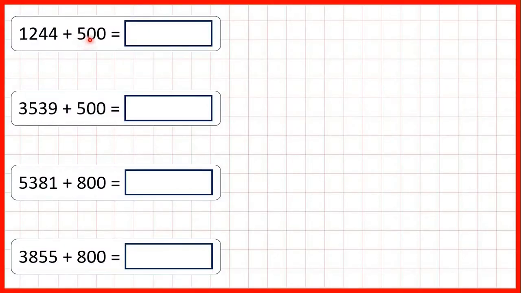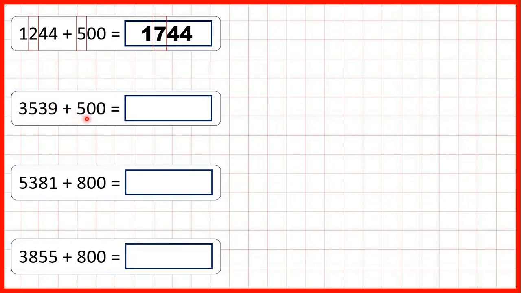Now we need to add a multiple of 100, so a number that ends in two zeros, to a 4-digit number. First, we have 1,244 plus 500. So because we're only adding hundreds, not adding tens or ones, what we can do is highlight our hundreds digits. Here we have 2 hundreds and we're adding 5 hundreds. So in our answer, we'll have 7 hundreds, and all of the other digits in the number that we started with will stay the same. So our answer is 1,744.